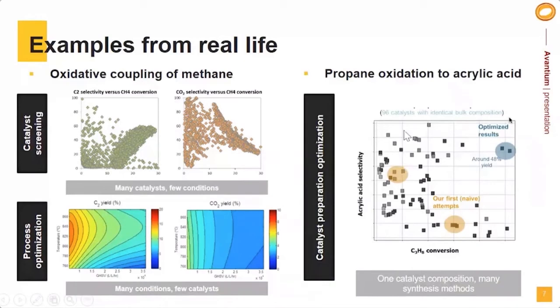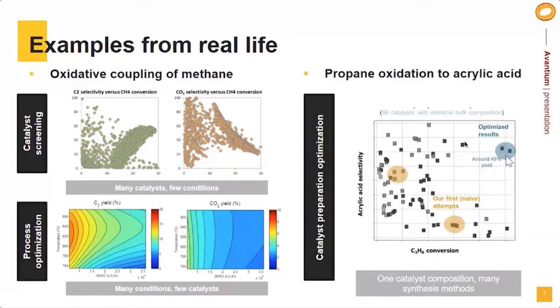There we do propane oxidation to acrylic acid. And there we have one catalyst made in 96 different ways. So it's the same combination of elements, but prepared in a different way. And then you see that after many tries, initially the brown-orange circles show where we first started. And then after changing our catalyst synthesis, we came to the blue circle. So this is one catalyst composition with many synthesis methods.